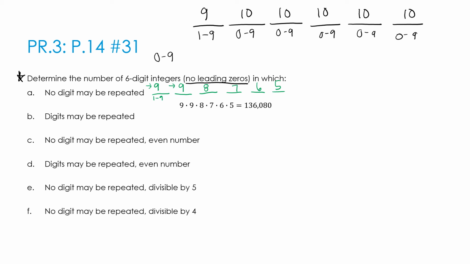For B, digits may be repeated. Well, good news. I already determined that one right up here. If I can repeat digits, that's what I came up with at the beginning for the total sample space, which is 9 times 10 to the 5th.